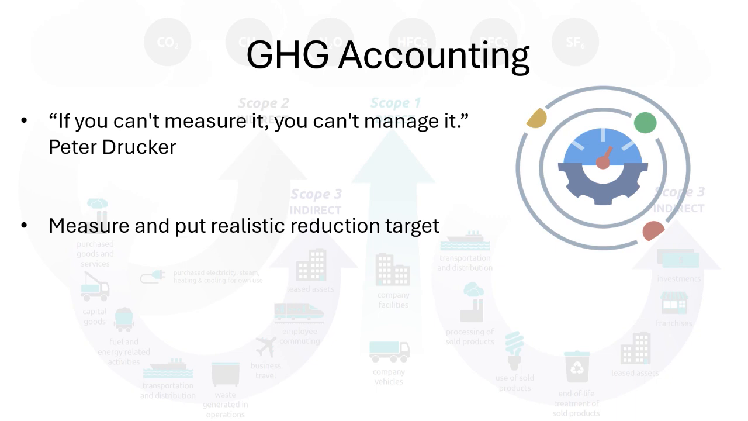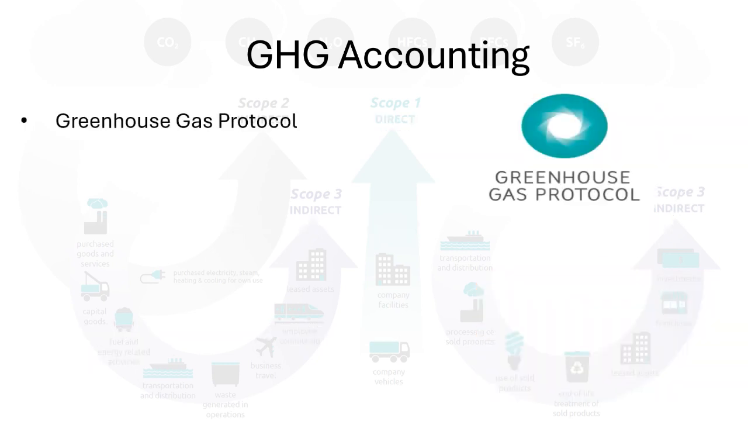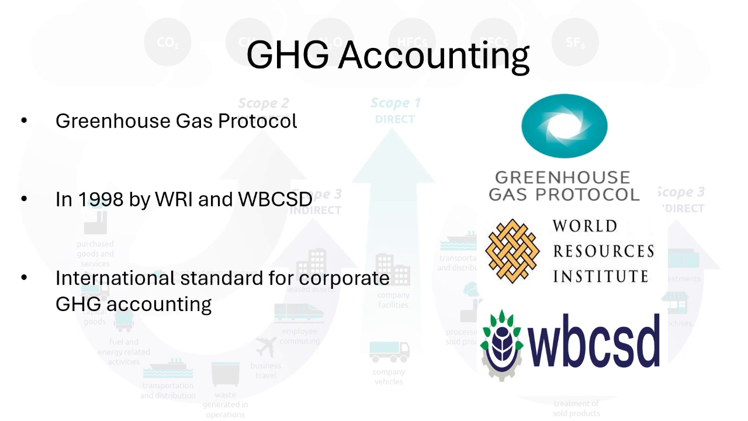Large corporations and manufacturers are the biggest consumers of energy and resources and hence the biggest polluters too. To calculate the emissions released by any entity, there is a standard protocol widely used around the world called GHG protocol to measure and manage emissions. It was put forward in 1998 by World Resource Institute (WRI) and World Business Council for Sustainable Development (WBCSD). With ISO 14064 adaptation, GHG protocol became the international standard for corporate GHG accounting and reporting.